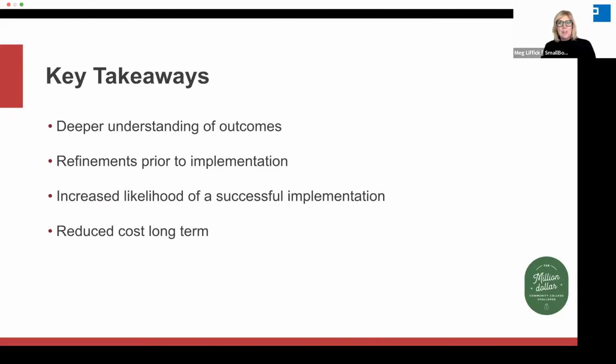Some studies show that UX testing can reduce costs by as much as 50% over time, and that it can reduce your time investment as much as 30%. So you're putting a little bit more energy on the front end in this process, but ultimately you're going to reap the benefits on the back end that are huge.